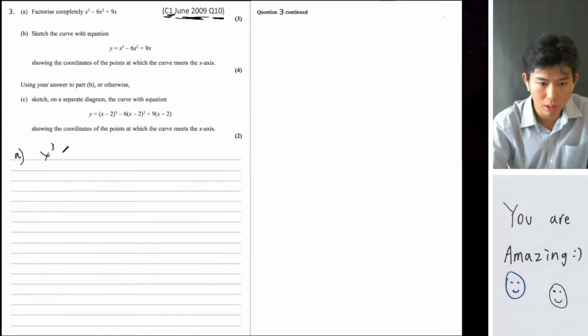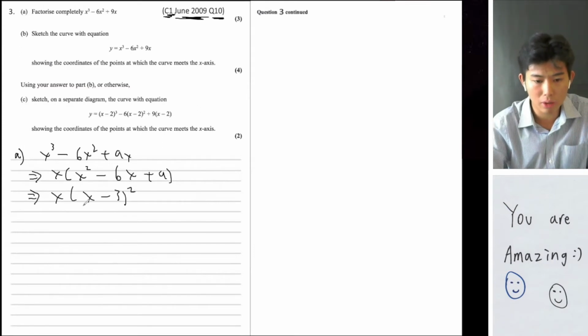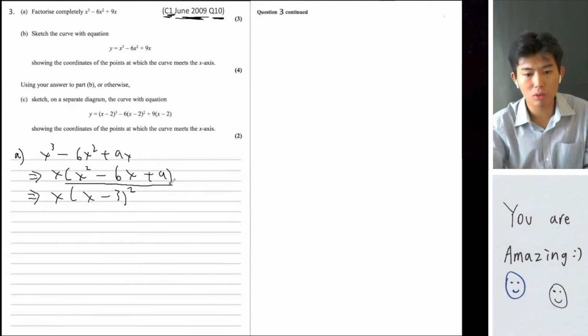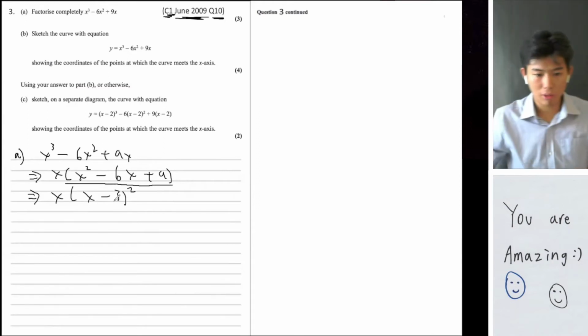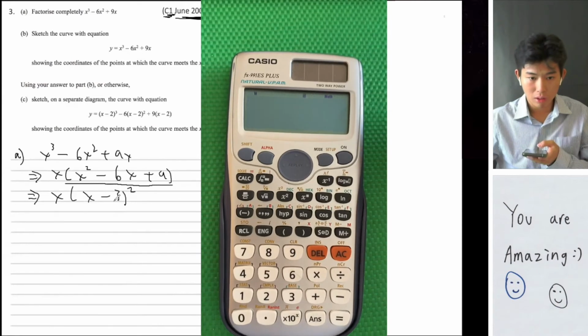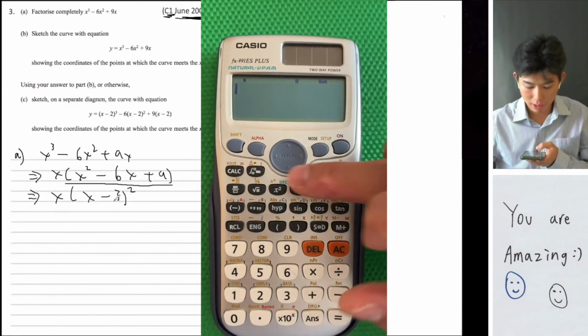So I'm just going to copy the equation down first, and the next step will be x times (x squared minus 6x plus 9). From there, it would be x times (x minus 3) squared. But how can you actually know that 3 would be the critical value for this equation? You can use the calculator to get the critical value first, and then know that there's only one x minus 3.